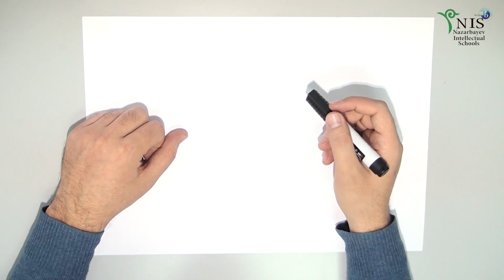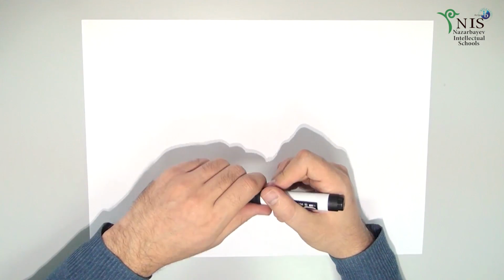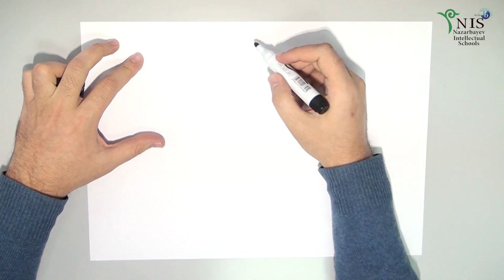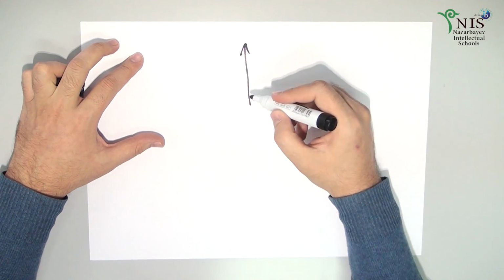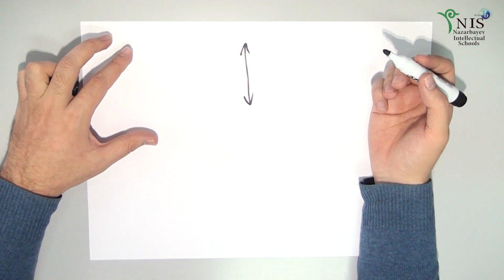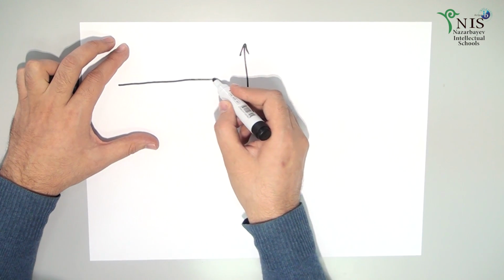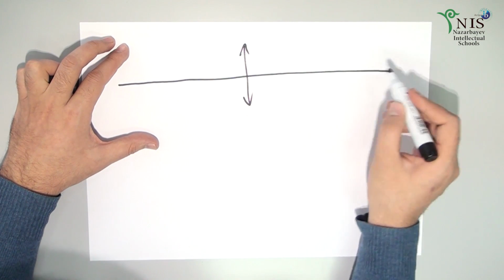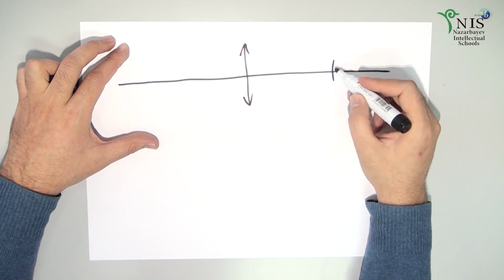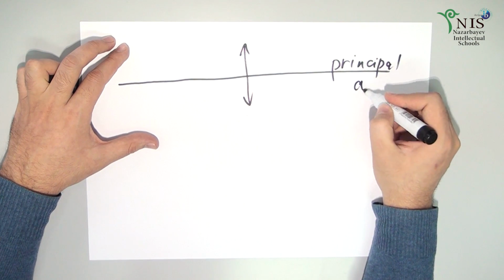Before starting to draw some ray diagrams, we need to learn some terminology related to lenses and ray diagrams. Let's say this is our convex lens. When we draw ray diagrams, we should draw another line which passes exactly through the middle of the lens, and this line is called the principal axis.